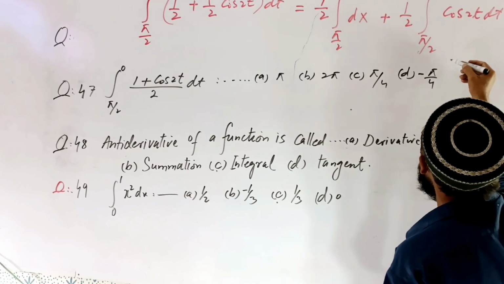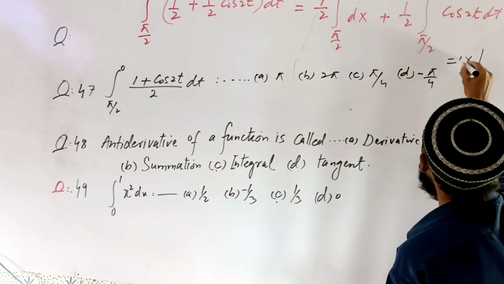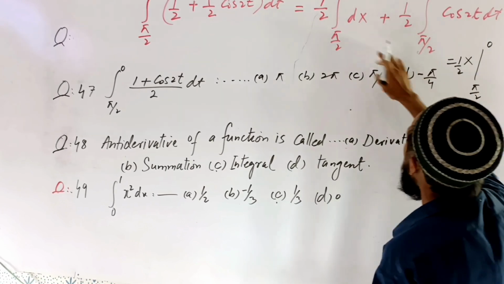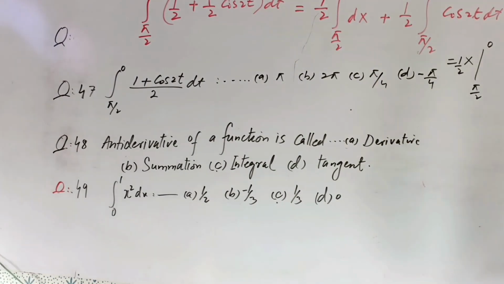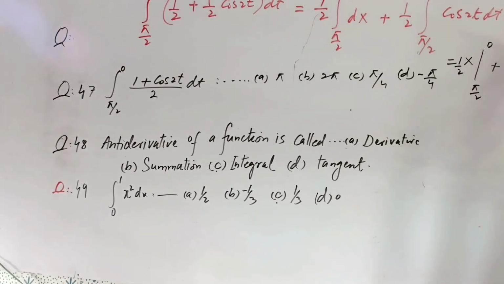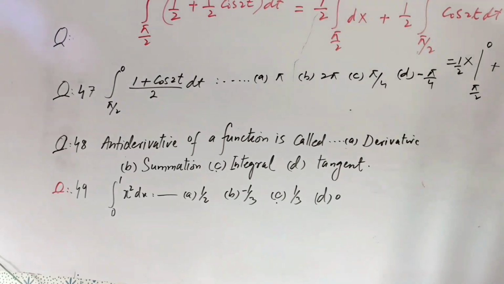We put here the result x, and 1 by 2 is already there. So from this result, integration and d are cancelled, we get x. 1 by 2 is already there, so plus 1 by 2, and here sine 2t, and the further derivative of 2t gives 2, with lower limit 0 and upper limit pi by 2.